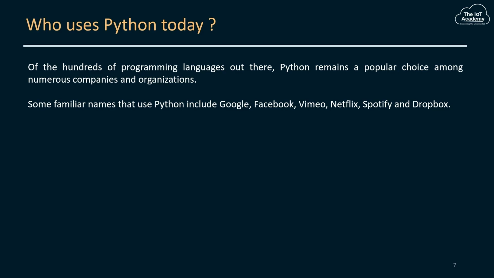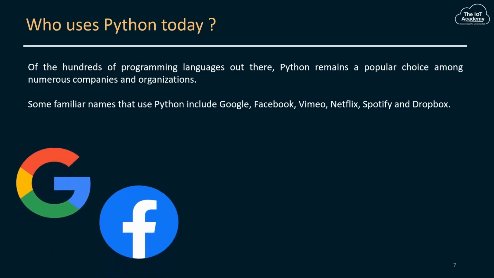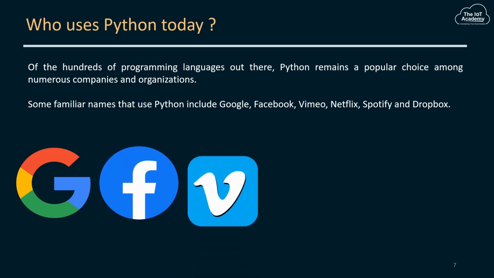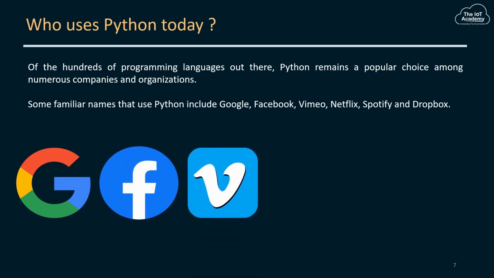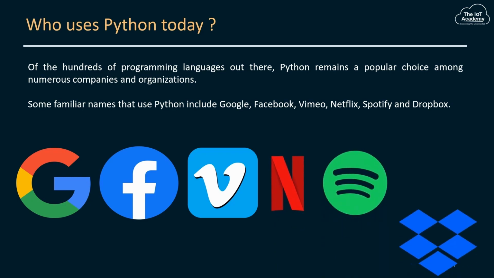Who uses Python today? Of the hundreds of programming languages out there, Python remains a popular choice among numerous companies and organizations. Some familiar names that use Python include Google, Facebook, Vimeo, Netflix, Spotify, and Dropbox.